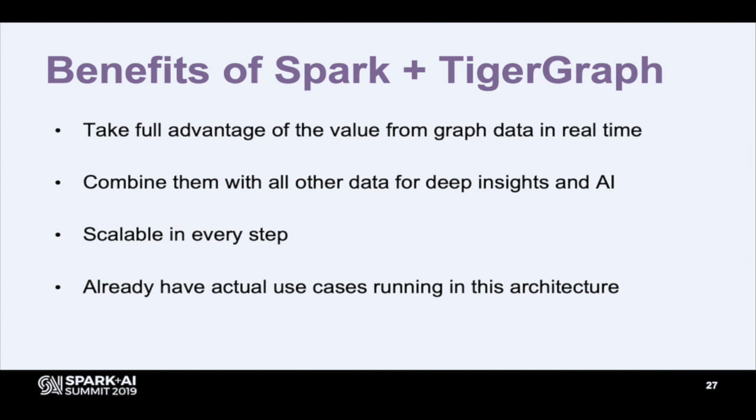The benefit of integrating Spark and TigerGraph together is that we can take full advantage of the value provided by the graph data in real time. And we can combine all these data for deeper insights as well as AI, right? Graph is all about interconnections between all these different data. Why do we want to integrate all those data? Because there's a connection between them. So graph is a natural way to capture such relationships. And it's also scalable in every step in terms of loading data and writing data out. Both sides can have many servers running in parallel, so it's scalable at every step. And we already have actual use cases running in this architecture. So that's pretty much it. I'm happy to answer any questions you may have.